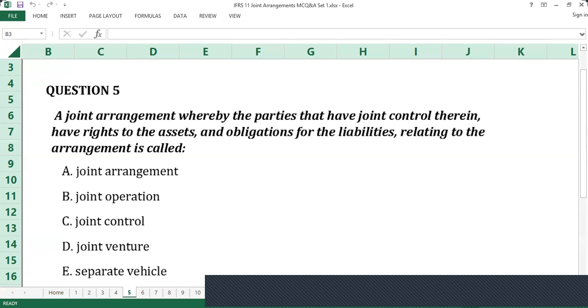Question number 5. A joint arrangement whereby the parties that have joint control therein have rights to the assets and obligations for the liabilities relating to the arrangement is called dash. A, joint arrangement. B, joint operation. C, joint control. D, joint venture. E, separate vehicle. Time counts.